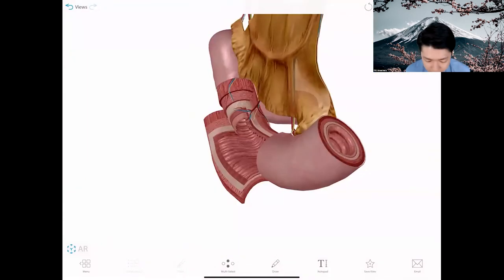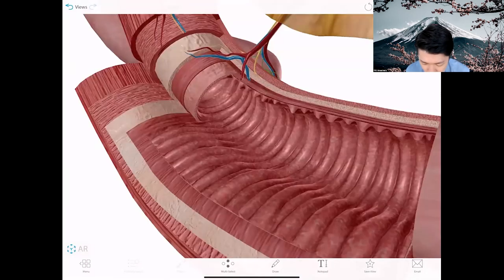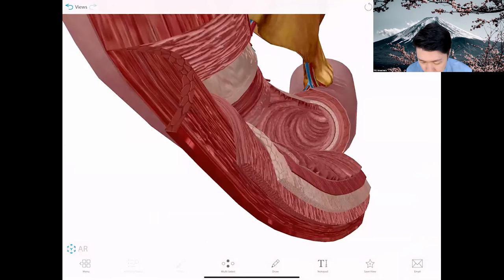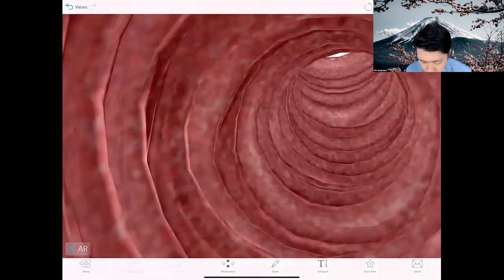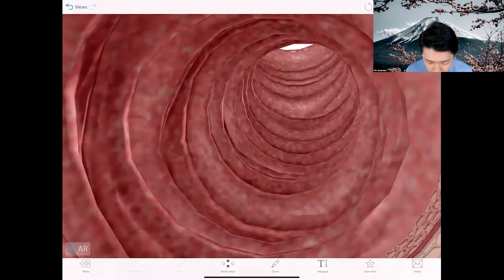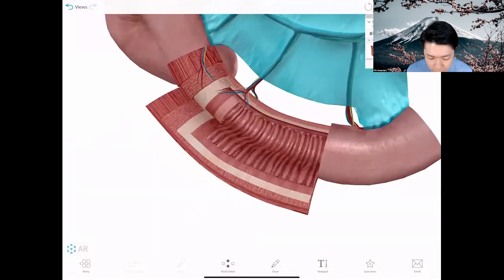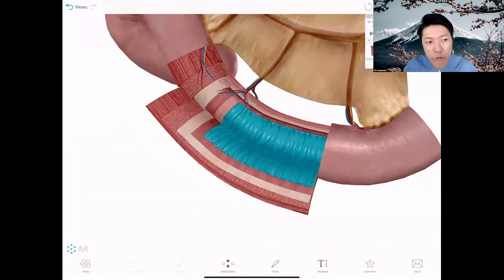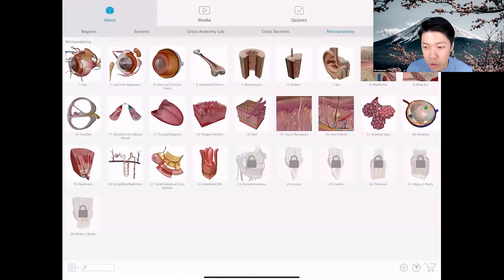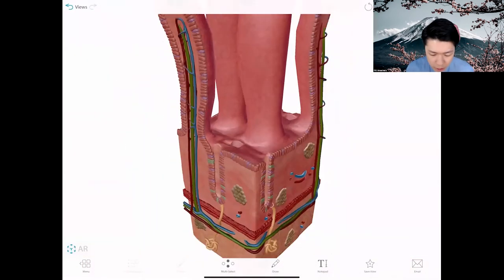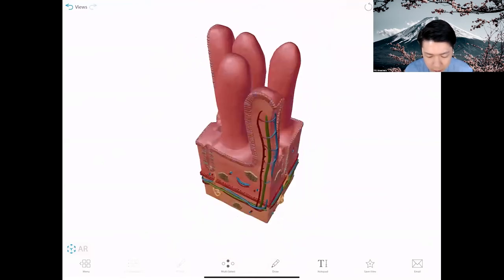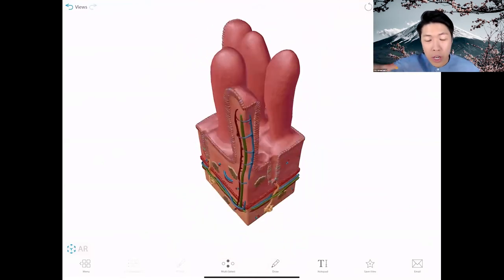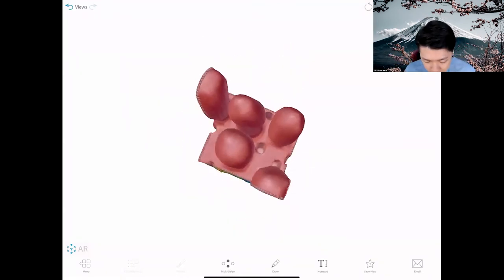Okay, it looks like carpet. So that's the surface that we're looking at. That's a lot of folds. It's not flat, it's folds. So if we take a closer look into each of the microscopic view, this is how a villi looks like. The fold that we were looking at just now, if you zoom it bigger, it actually looks like that. There's a lot of fingers. Take a look at that.